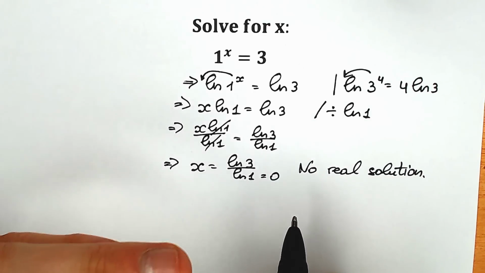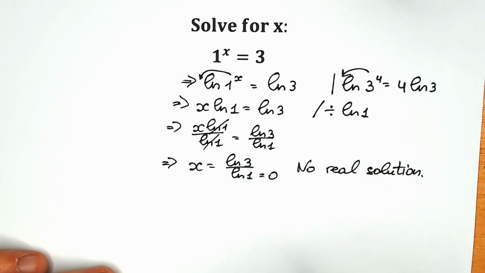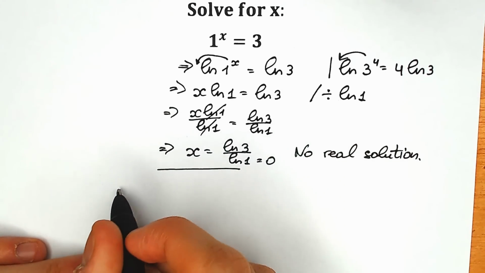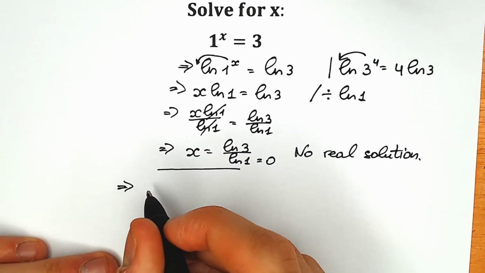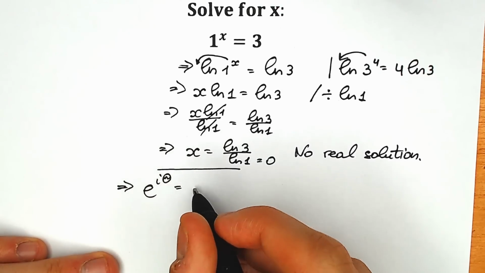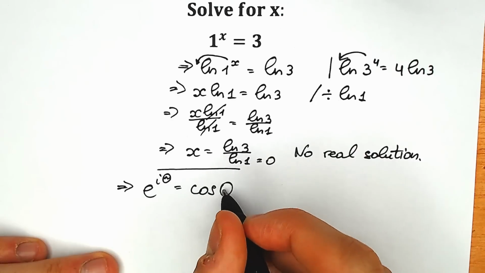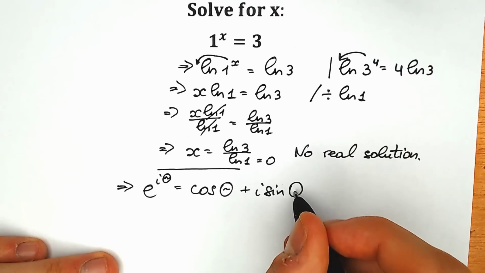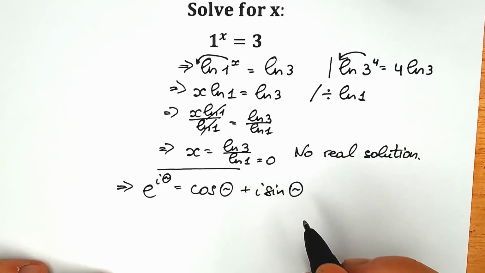But for math lovers, I'm going to show you a really interesting approach. There is one really interesting and important thing called Euler's identity. This identity looks like this: e to the power i times theta equals cosine theta plus i times sine theta. We can easily check it real quick.